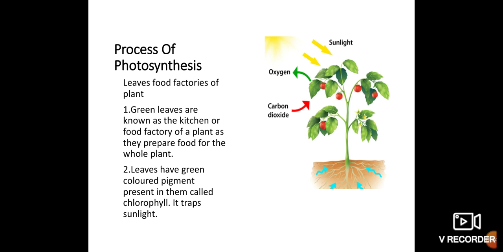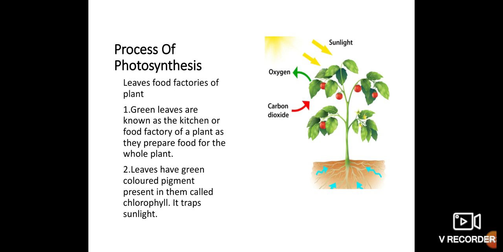Now, let's understand how leaves help in manufacturing the food for the plant. Green leaves are known as the kitchen or the food factory of a plant because they prepare food for the whole plant. That's why leaves are a very important part of a plant. Leaves are able to do so because they have a pigment called chlorophyll in them. This pigment gives them the green color and helps them to make their own food.